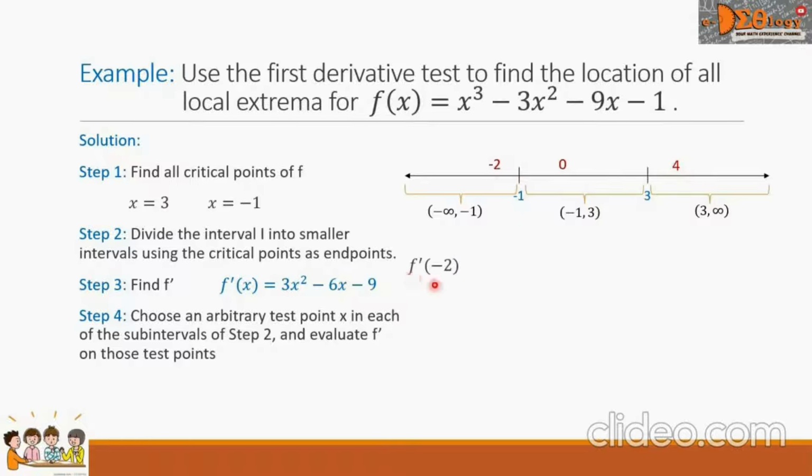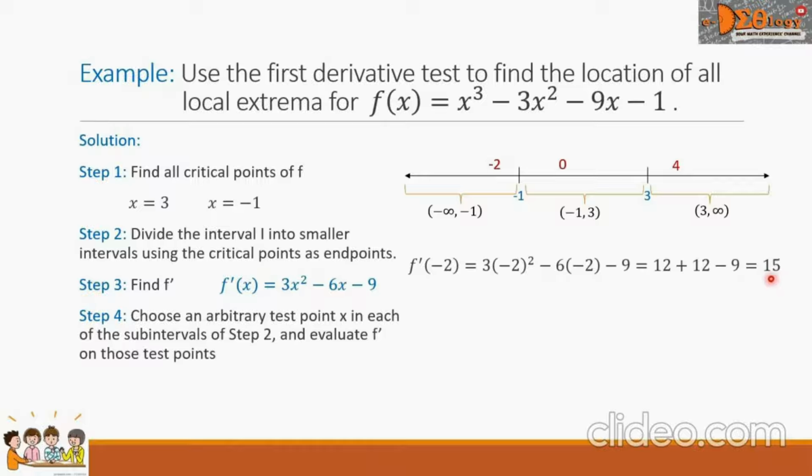So we have f prime of -2 is equal to 3 times the square of -2 minus 6 times -2 minus 9. The square of -2 is +4. 4 by 3 is equal to 12. -6 times -2 is +12. Then we copy the -9. When we simplify these numbers, the final answer is +15.